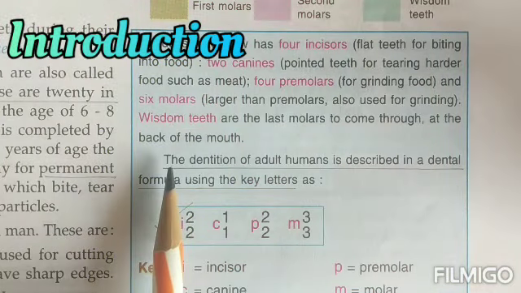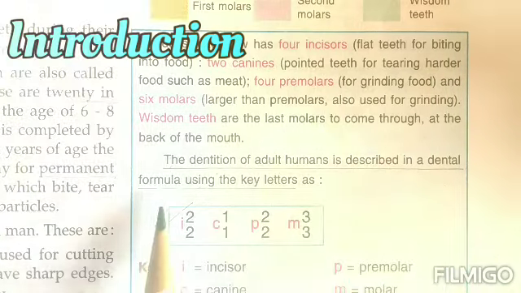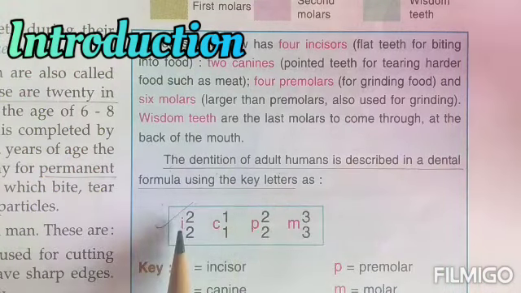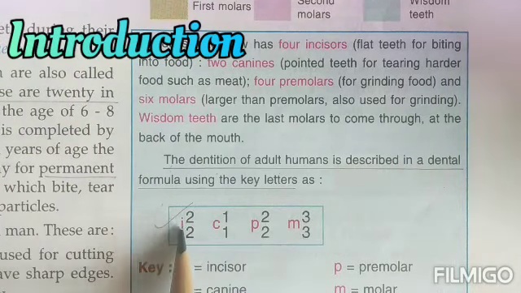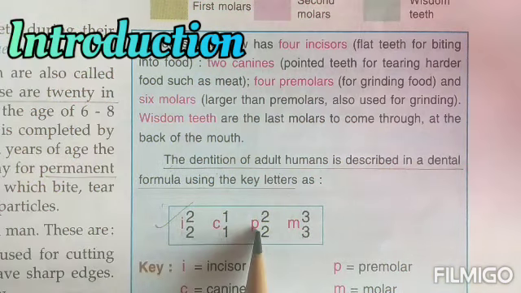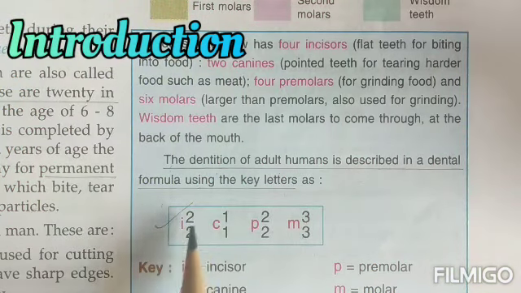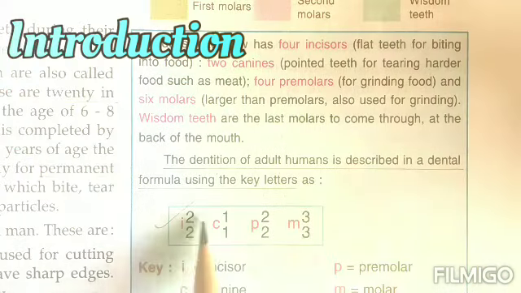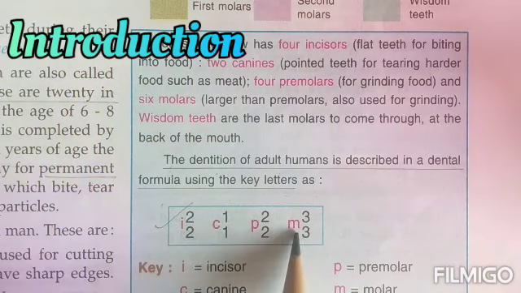Underline this line children. The dentition of an adult human is described in a dental formula using the key letters. Now see, this is the dental formula children. This you will have to learn. I represents incisors, C represents canine, P represents premolars, and M represents molars. They are of the half jaw. That means this is of the upper jaw, half. This is of the lower jaw, half.